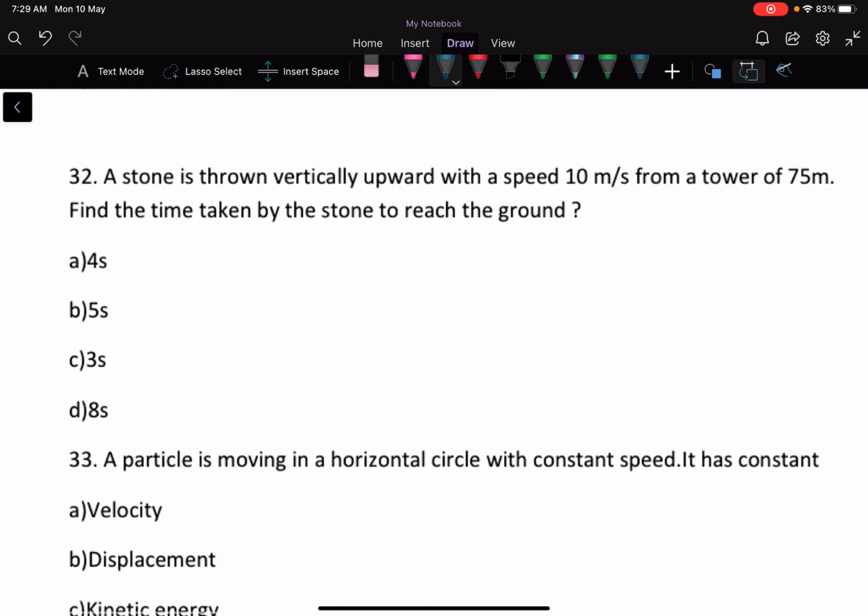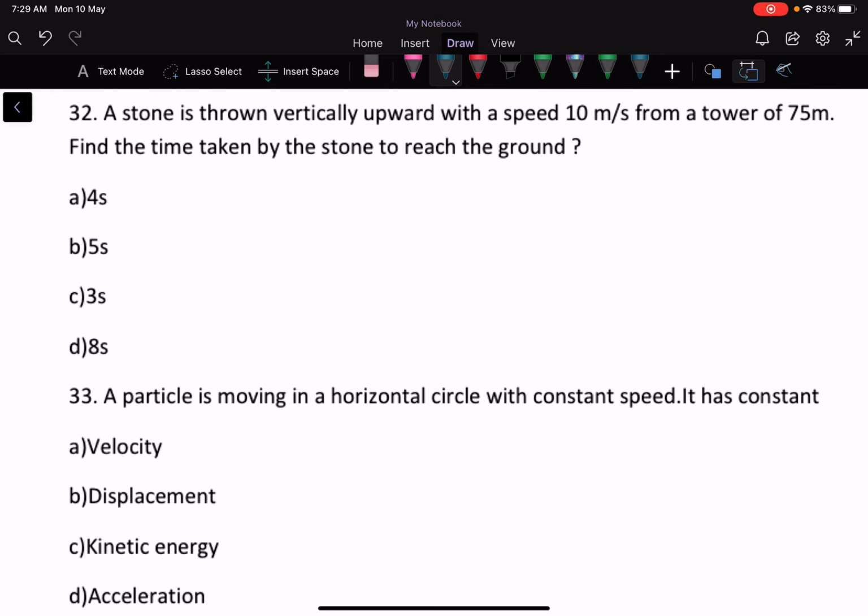Answer is 4 times. A stone is thrown vertically upward with a velocity of 10 meter per second. Initial velocity along y-axis equal to 10 meter per second, from a tower of 75 meters, initial position y0 equal to 75 meters. Find the time taken by the stone to reach the ground. When it hits the ground, final position y equal to 0. We need to find out t value. What is t value here?